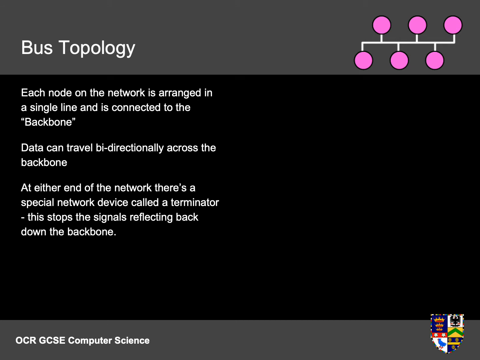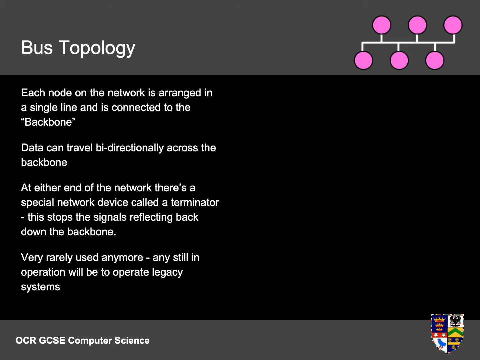At either end of the bus network there needs to be a special device called a terminator, and what this does is it stops the data hitting the end of the line and then reflecting back down the cable, causing trouble across the network. Now, these are very rarely used anymore, and if any of them are in operation now, it might be a bank where they have to use some sort of old terminal computers to manage some very old system that has yet to be updated.